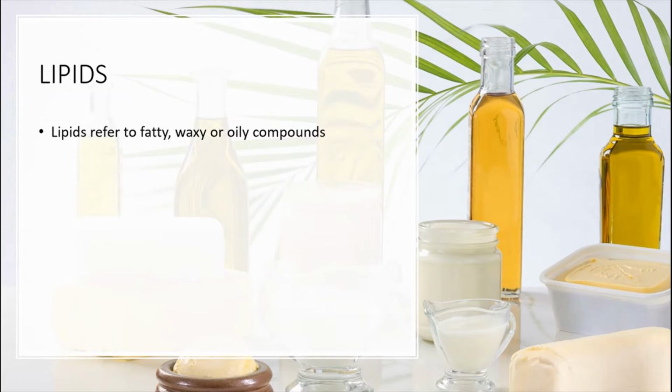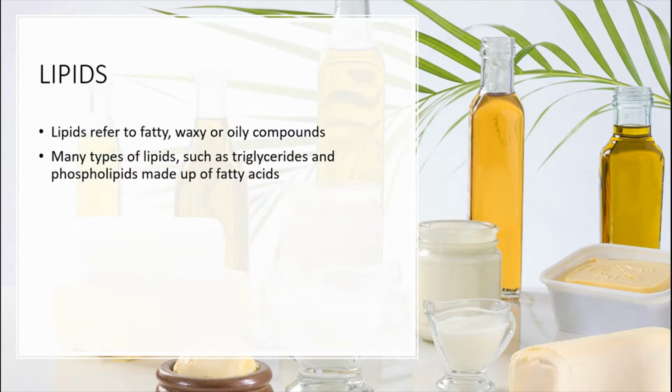So what are lipids? Lipids refer to fatty, waxy, or oily compounds. So when I think lipids, I just think fats and oils. It's a very simple way to remember what lipids are. And many types of lipids, such as triglycerides, which are a type of lipid, and phospholipids, which are another type of lipid, are made up of or composed of fatty acid chains. So before we really go into understanding lipids, we need to look at fatty acid chains.